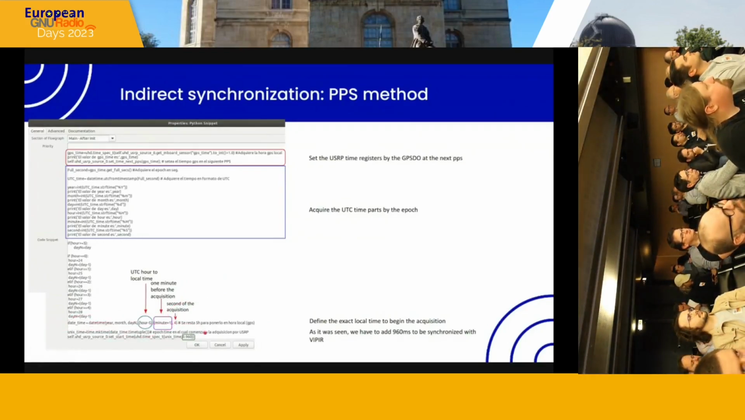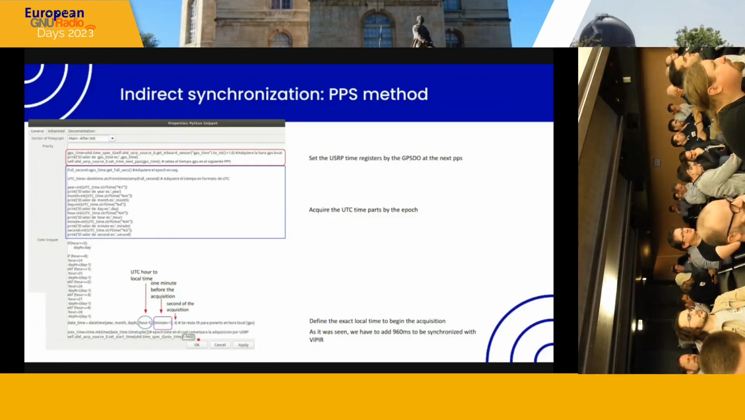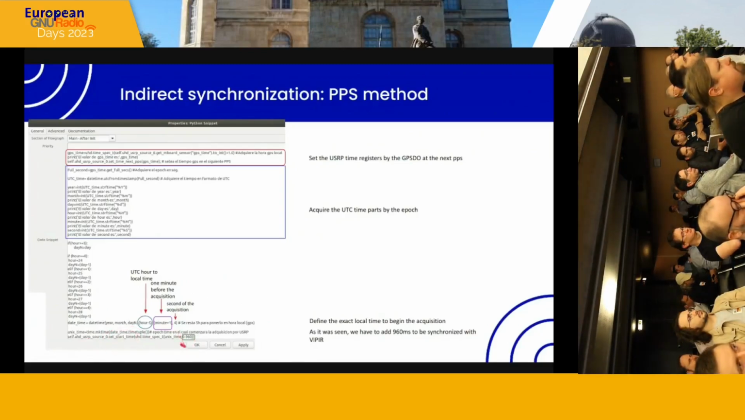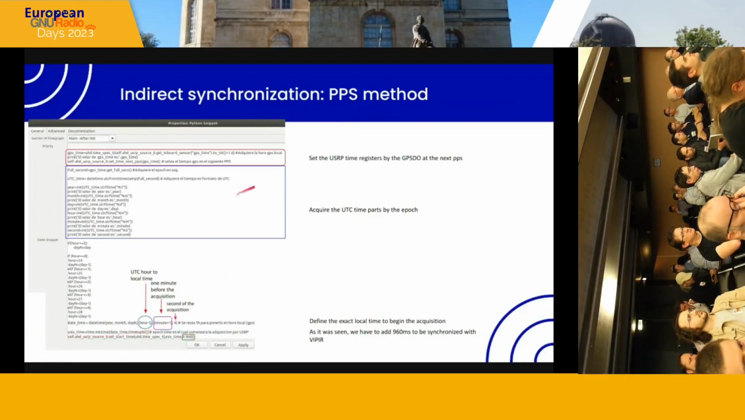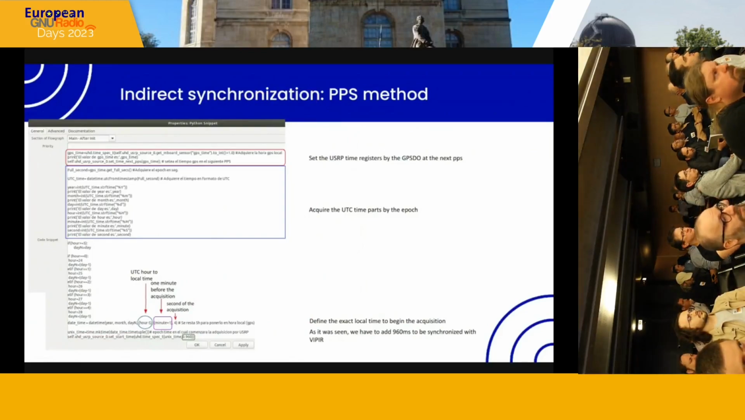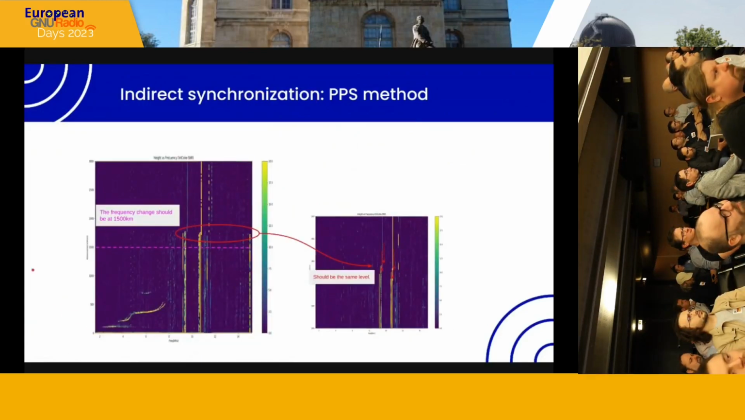And after that, we define that time in epoch time, and then we set that time plus 960 milliseconds, because there is a delay introduced by VIPIR. At that time, we will start the reception of the USRP. In this way, we have developed a correct synchronization that we see here. This is what we got. As we see, we got a good profile.